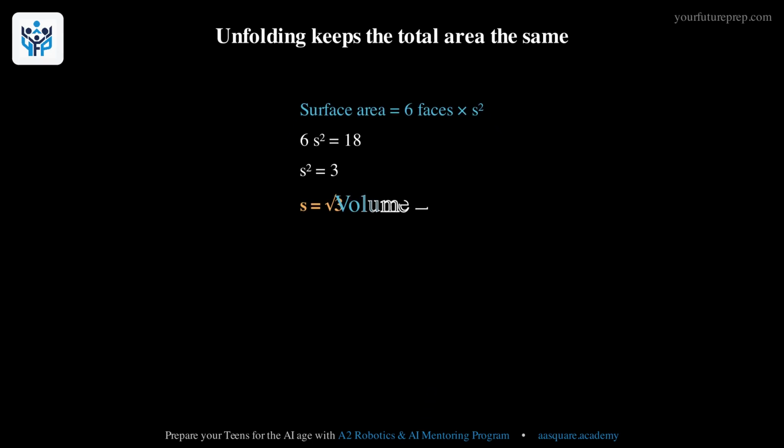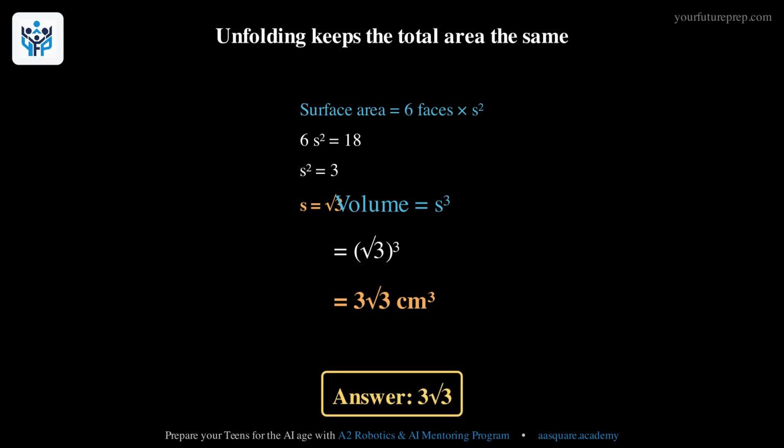The volume of a cube is s cubed. That is the square root of 3 cubed, which equals 3 times the square root of 3 cubic centimeters. So the volume of the cube is 3 times the square root of 3 cubic centimeters.